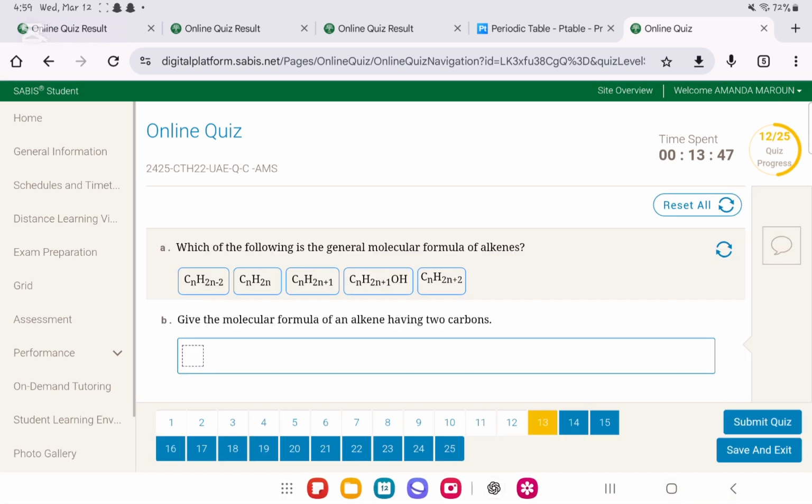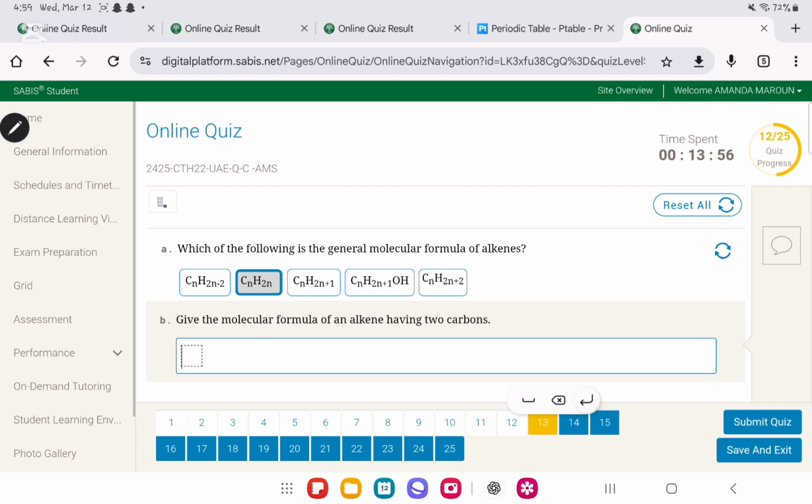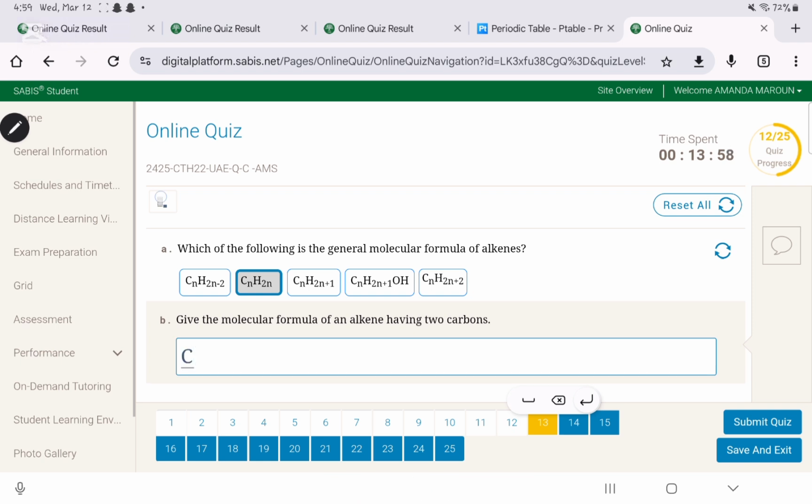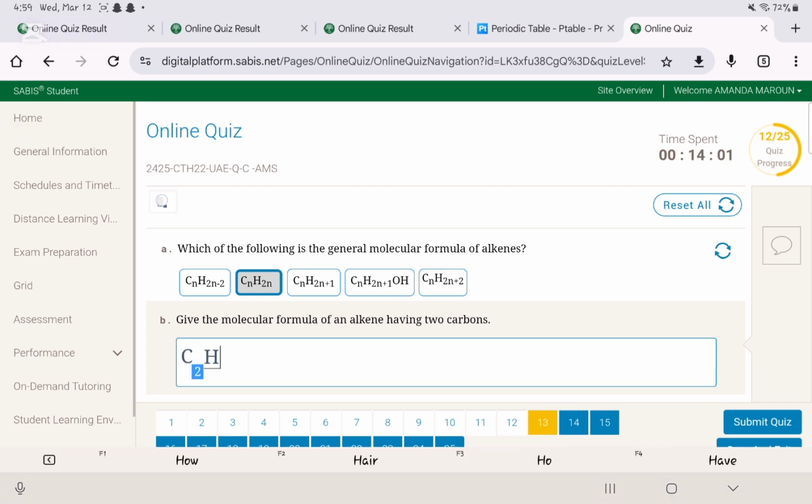We move on to question number 13. They said, which of the following is the general molecular formula for alkenes? You should have also memorized this. It is CnH2n. So the molecular formula of an alkene having 2 carbons is going to be C2H4.